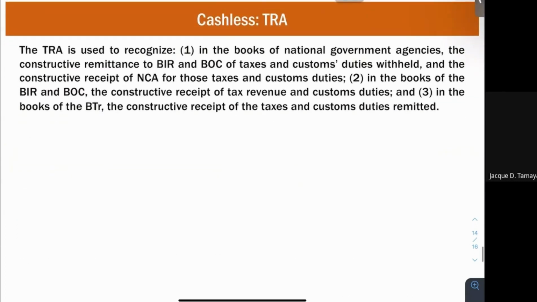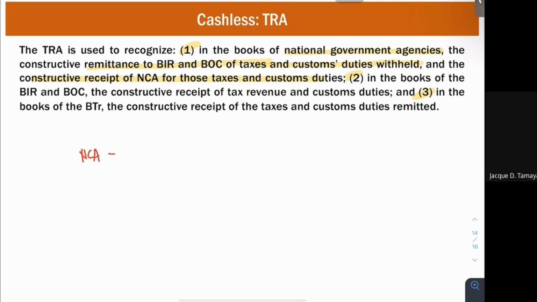Next, we have your TRA, or your tax remittance advice. What happens in your TRA? The TRA is used to recognize three items. The first one, in the books of the National Government Agency, is the remittance to BIR and BOC of taxes and customs duties withheld, and the constructive receipt of NCA for those taxes and customs duties. So you record the constructive remittance and the receipt of NCA.